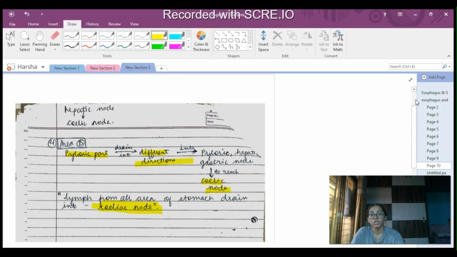In the next session, we'll be seeing about the histology, and with that, the stomach as an organ will be completed.